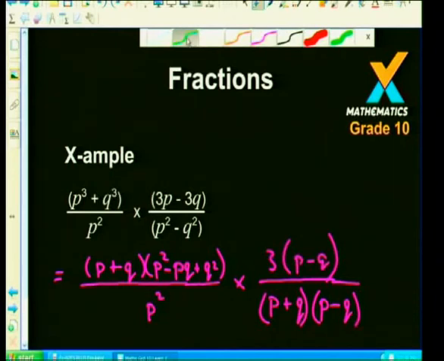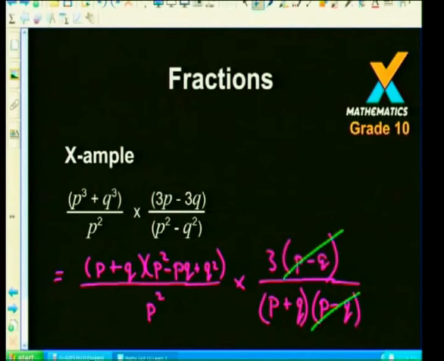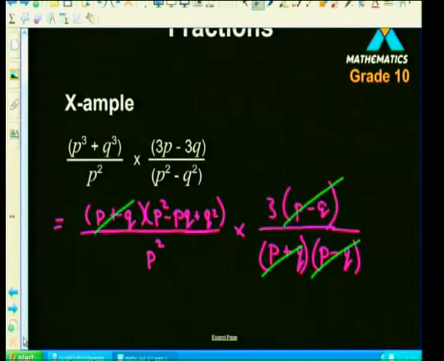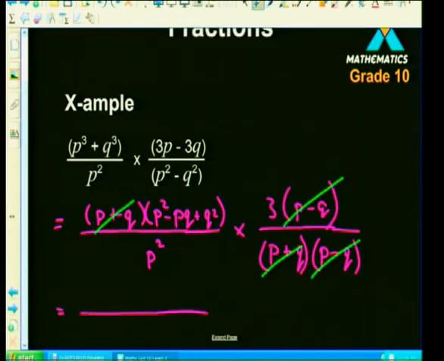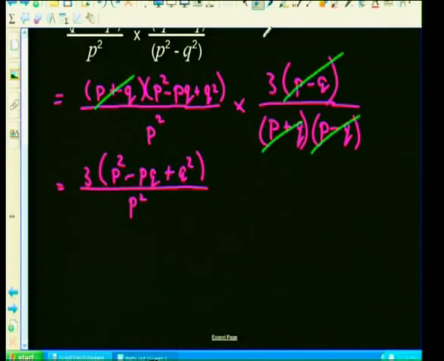Only factors can fly. That factor and that factor can fly away. Anything else? Nope. So, here we go. We write down everything else that's left. We've got a 3, we've got a p squared minus pq plus q squared, and at the bottom, we've got a p squared.